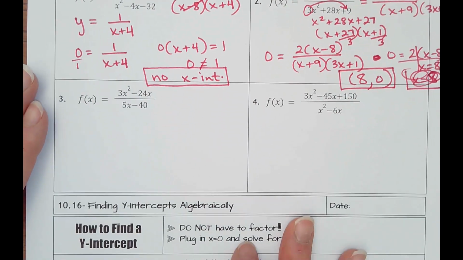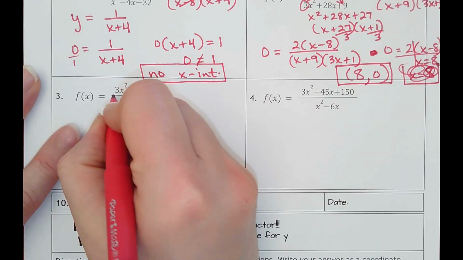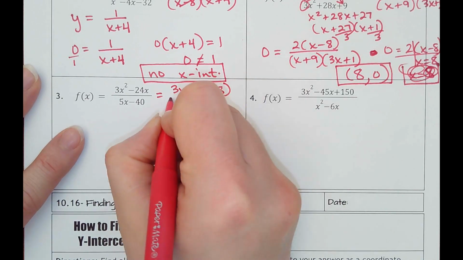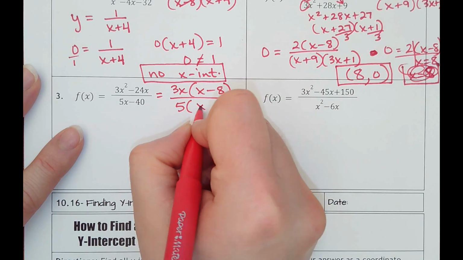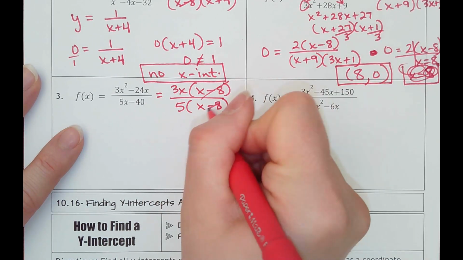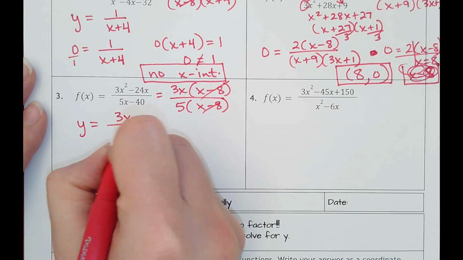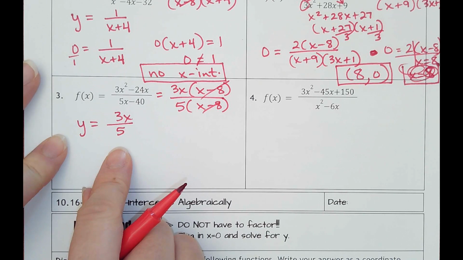Number 3, I can take out a 3x. That would be times x minus 8. And on the bottom, take out a 5. That would be times x minus 8. Cancel out x minus 8. So my y equals 3x over 5 is my new simplified function.